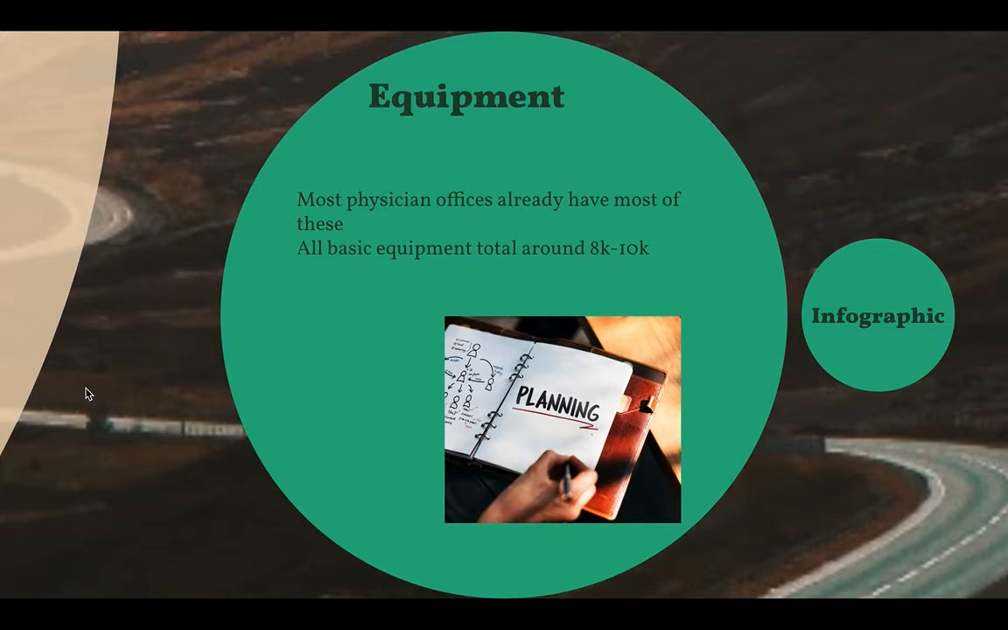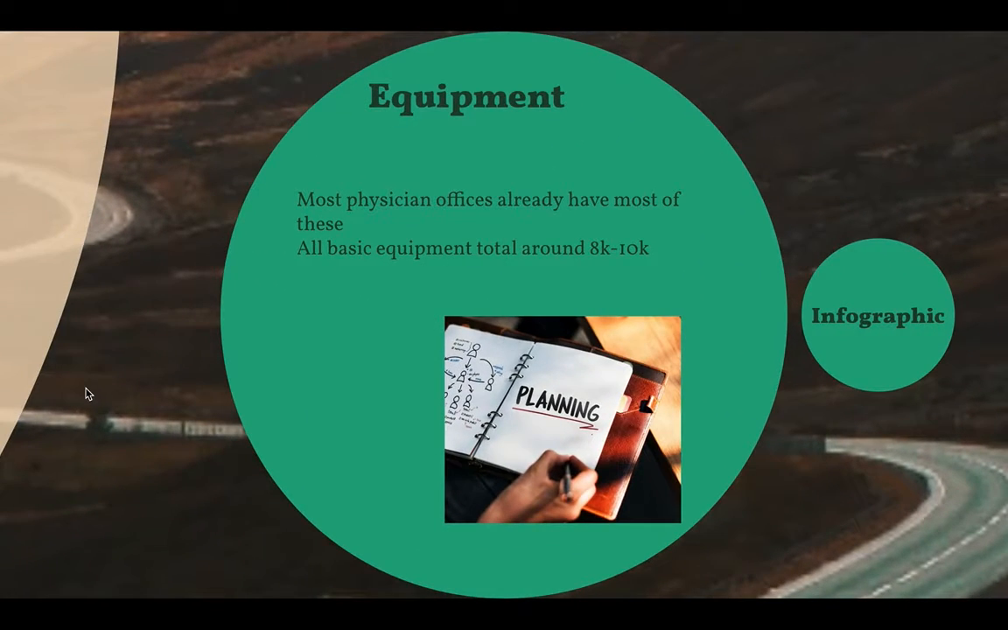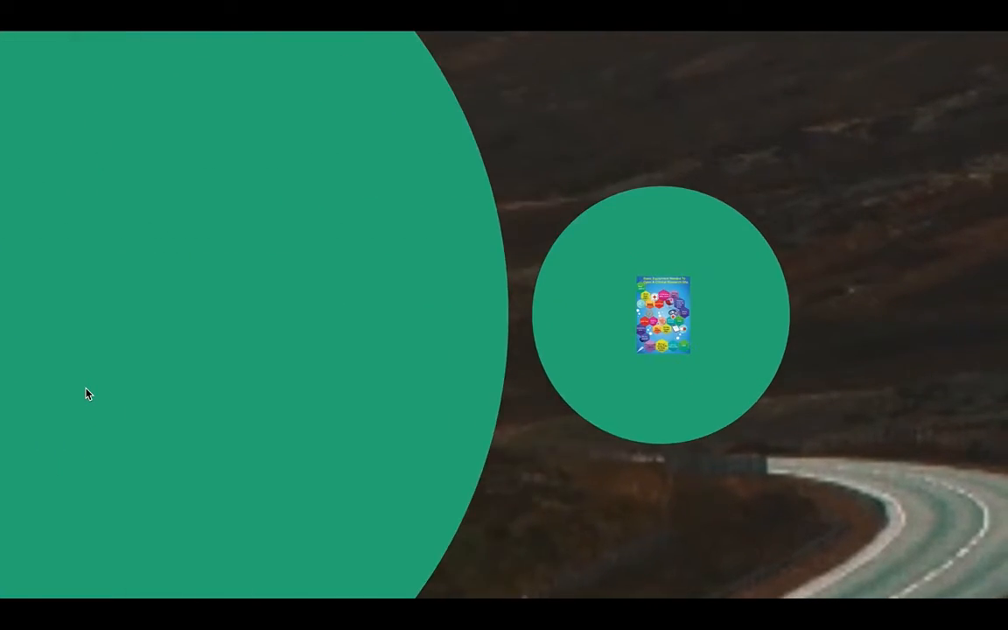Okay, so all this basic equipment totals around 8 to 10K. Here's a little infographic of basic bare bones. That total of 8 to 10K would include everything, you know, lobby room furniture, waiting room chairs, chairs for the coordinator and conference room.